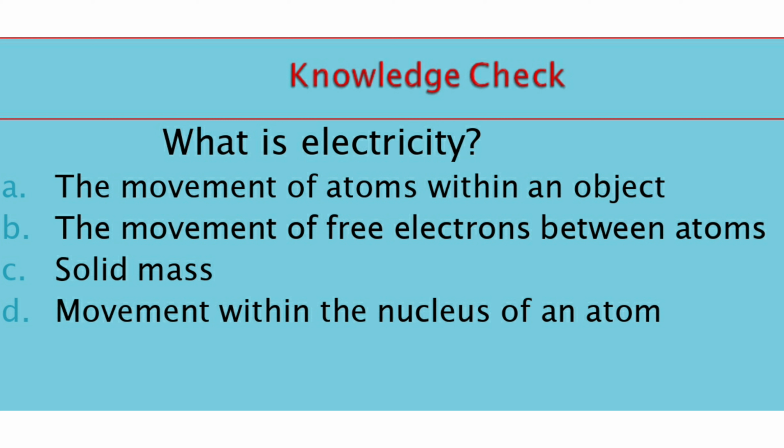What is electricity? A. The movement of atoms within an object. B. The movement of free electrons between atoms. C. Solid mass. D. Movement within the nucleus of an atom. Answer. B. The movement of free electrons between atoms.